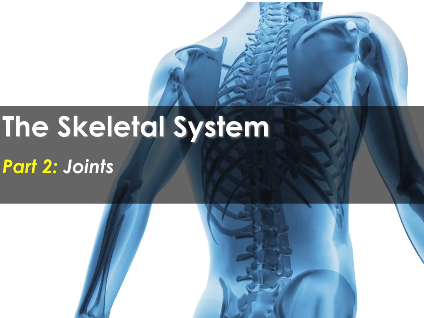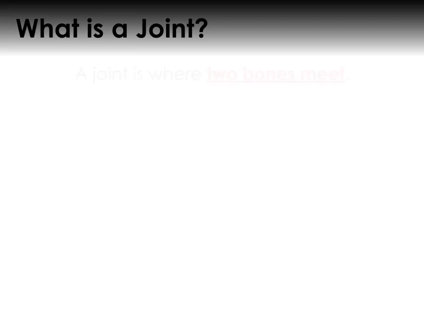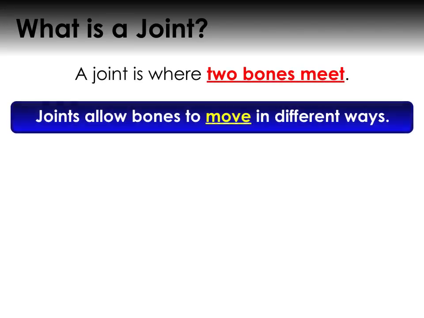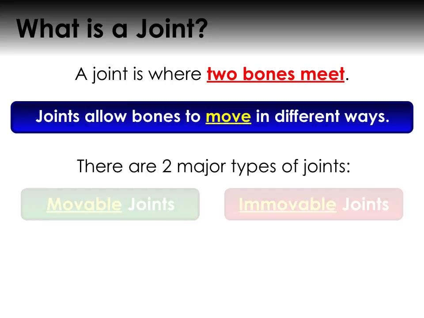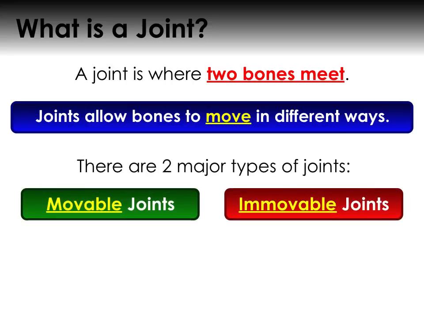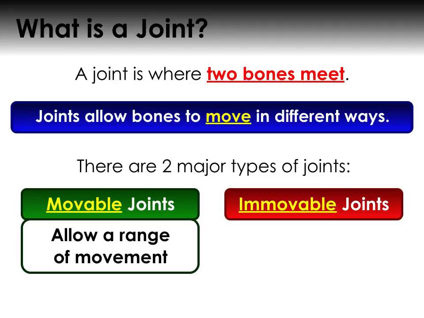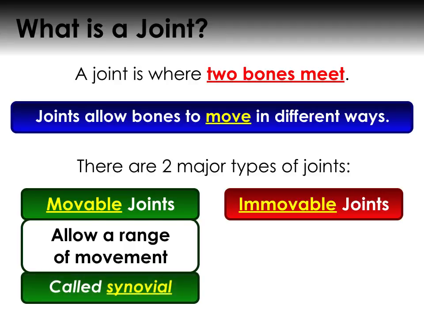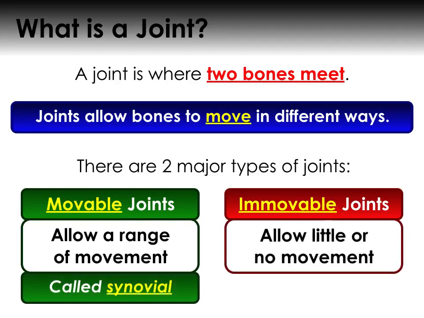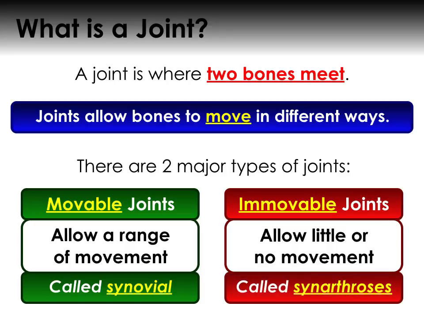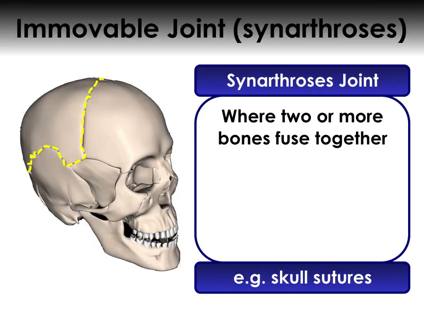We're going to move on and talk a little bit about joints next. A joint is a place where two bones meet. It allows the bones to move in different ways, and there are two main types of joints. Movable joints allow a range of motion. We call them synovial, and also immovable joints. These joints allow little or no movement, and they are called synarthrosis.